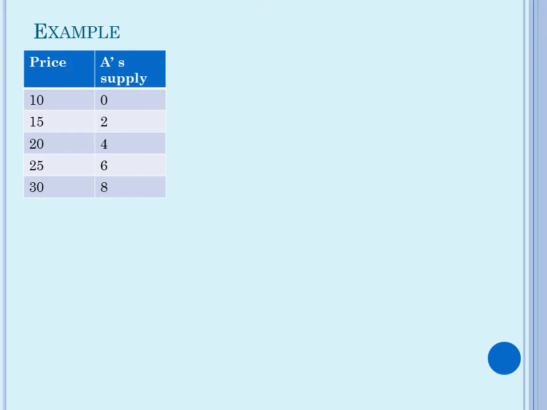So this is the first table. The first table is an individual supply schedule where the price and the supply of A is given. At rupees 10, supply is 0. At rupees 15, A is supplying 2 quantities. Then at rupees 20, 4 quantities are supplied. Then at rupees 25, 6 quantities. At rupees 30, 8 quantities.